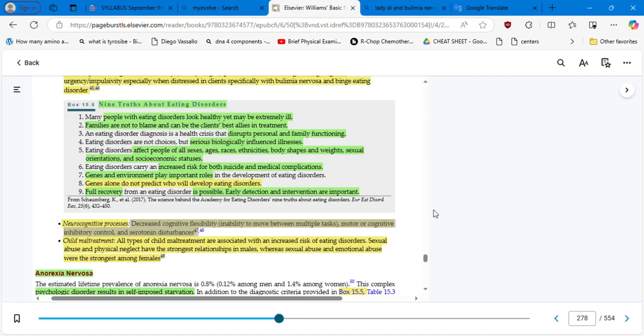Okay, so now we are going to continue with the 9 truths about eating disorders. So we have: people with eating disorders look healthy yet may be extremely ill. Okay, I would say that when you suspect somebody's having an eating disorder, you pay more attention to the psychological behavior. Okay, so you see somebody that looks healthy, but they could be extremely ill. Pay attention to the way they behave. Okay, families are not to blame and can be the client's best allies in treatment. We are talking about 9 truths about eating disorders.